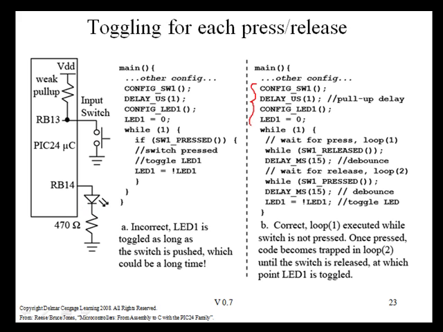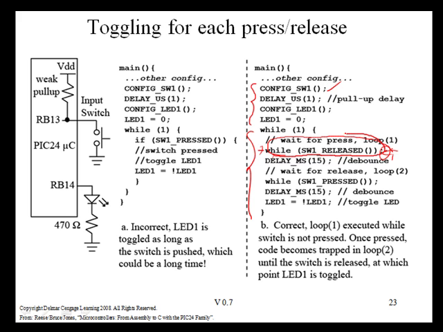So this is the correct solution here. The configuration is the same. The difference is in the while one loop. So let's take a look at this. First thing that we're going to do is we're going to wait for the switch to be pressed. So this is a loop here. This is an empty body. We have a semicolon here. That means it's an empty body, and we're simply looping here.